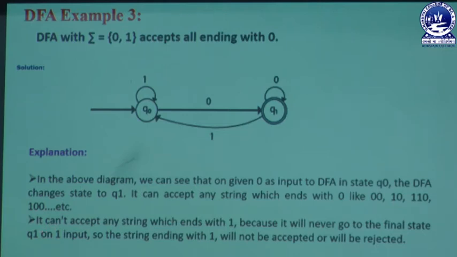Whenever the user puts one symbol, it can give some result. Otherwise the user can put another parameter like 0, and it can provide some other state. But here if we put 1, it will never go to the final state Q1, because whenever Q0 accepts a 1 value, it is self-redirected and never creates another new state. That is what the diagram explains. So a string ending with 1 will not be accepted, it will be rejected, as mentioned here.